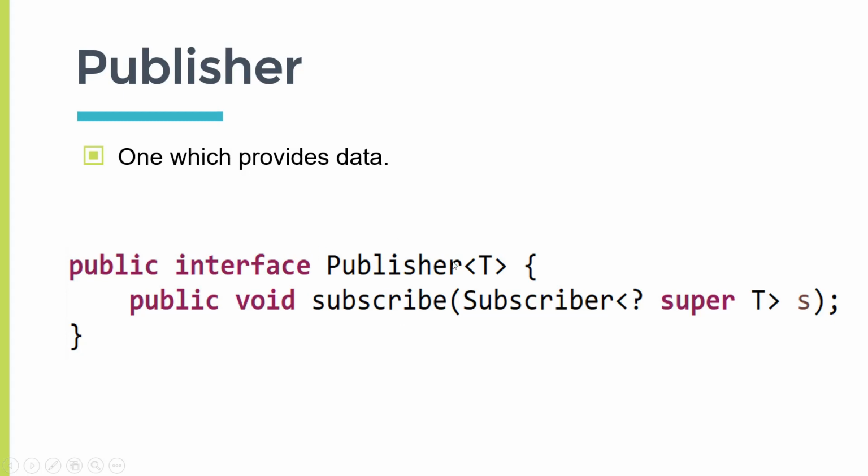Let's take a real world example. Say, for example, you want to subscribe to an OTT platform. Basically, the OTT platform is the publisher and you are the subscriber. By a monthly or yearly plan, you will subscribe to the OTT platform. The same applies over here. Subscriber will call this subscribe method to get the subscription from the publisher.